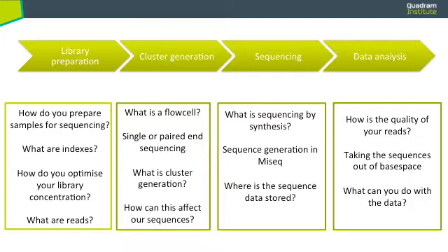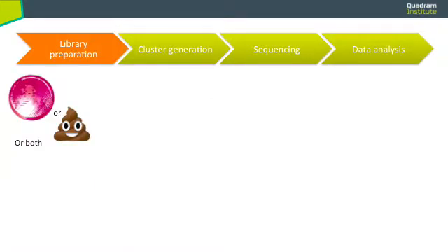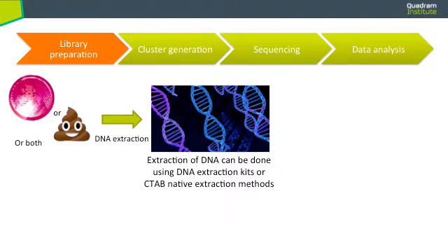So coming to the first part, the library preparation itself, as Mark was telling, you can have cultures or strains or metagenomes like fecal samples, or you can have both as your starting material. And when you're going to do the sequencing, first you need to work with the DNA. So you need to do the DNA extraction. For the DNA extraction, you can use many of the commercial DNA extraction kits that are available, or you can use the native extraction methods.